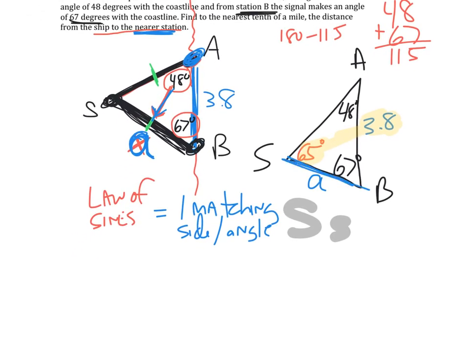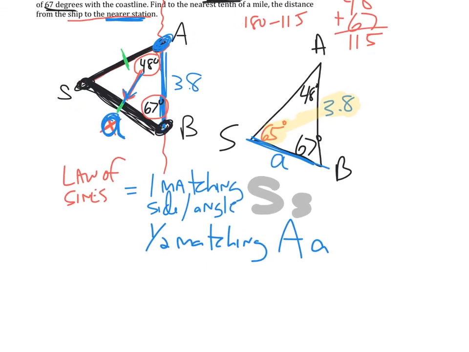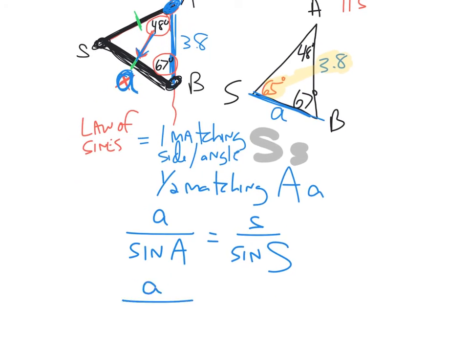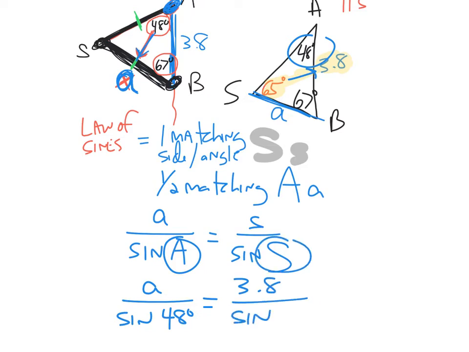So my A's are going to be my half matching set. My matching set are the S's, my half matching set are the A's, and I'm going about finding side A, so I'm going to write little a over the sine of angle A, that equals little s over the sine of big S. So I'm going to substitute in. I'm going to have little a over the sine of angle A. Well, in the diagram, angle A was 48 degrees. So little a over the sine of 48 equals little s, so side S, so that's the 3.8, over the sine of angle S, so that's the angle by the ship, and that's 65 degrees.